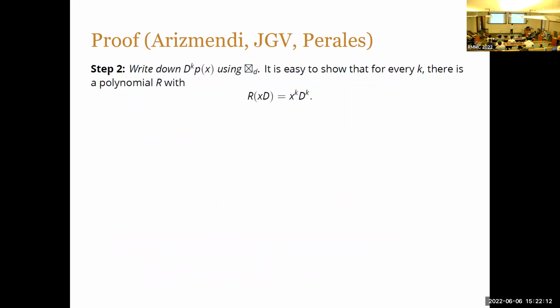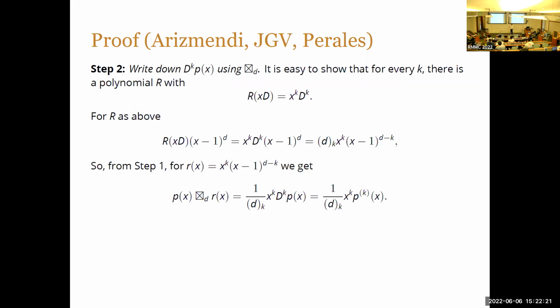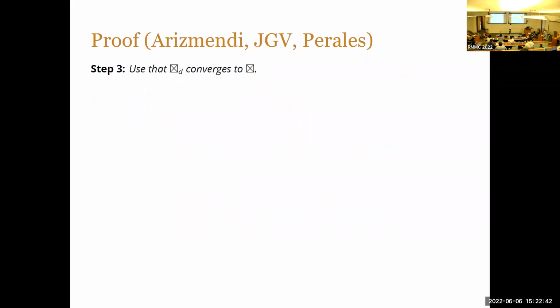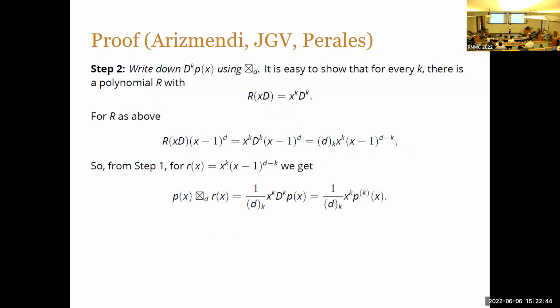Okay. So you apply it to (x minus 1)^d, and you get some concrete polynomial, which is what you have on the right-hand side. Then, precisely because of what was written in the previous slide, for any polynomial p, if you do the multiplicative convolution with R, you get this polynomial, x to the k times the kth derivative of p, which is almost what we want. We'll see that actually it's enough to give us our goal. Okay, so that's the second step.